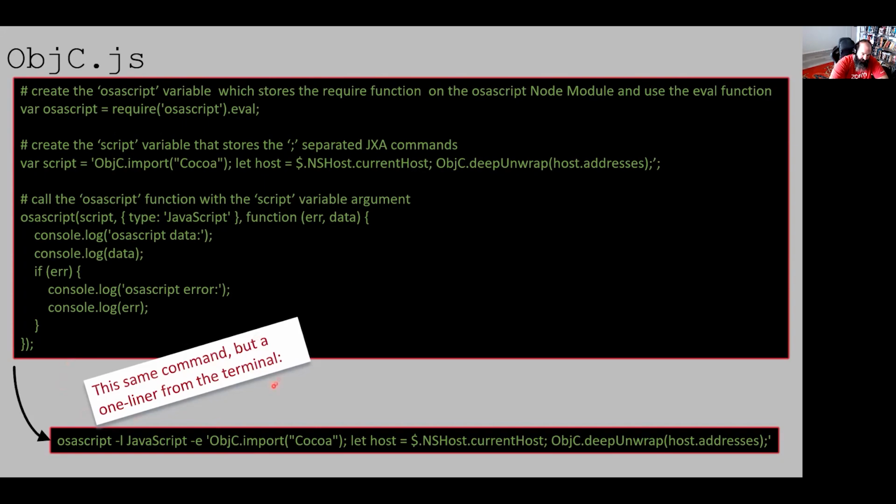So yeah, the same command as a one-liner in the terminal would look like this. Running the osascript command, -l for language, specifying JavaScript, -e for execute, and then here's again the JavaScript lines separated by semicolons, and again you're going to return the addresses of the host machine that you're on.